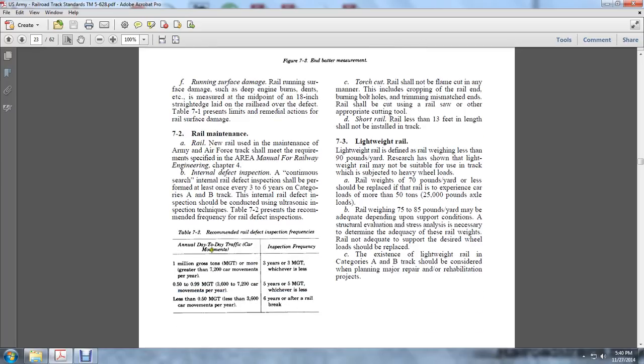Annual traffic of 1 million gross tons or more, greater than 7,200 car movements per year, has an inspection frequency of 3 years or 3 MGT, whichever is less. 0.50 to 0.99 MGT, up to 72,000 car movements per year, has 5 years or MGT, whichever is less. Less than 0.5 MGT or less than 3,600 car movements per year has 6 years or after a rail break.